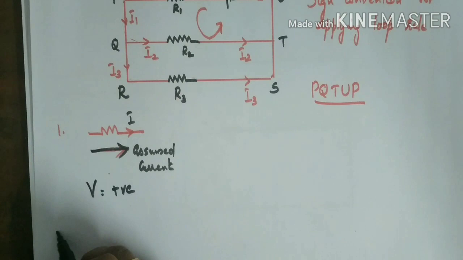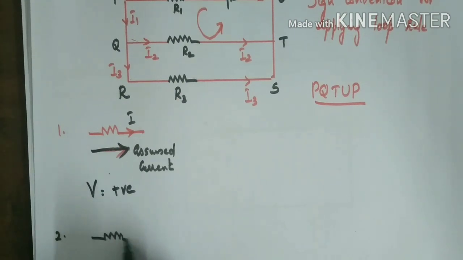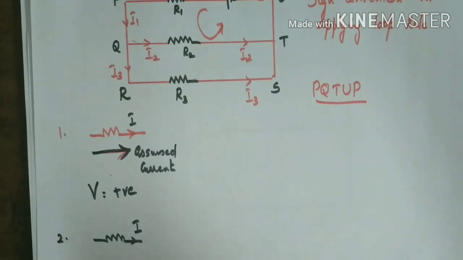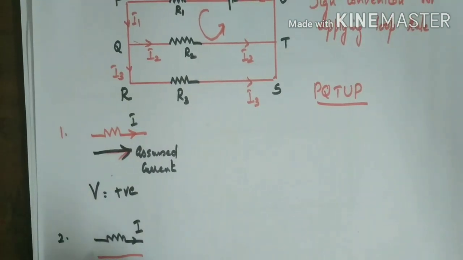Otherwise, if a resistance is here, let this be the original direction of current, and the assumed direction is taken in the opposite direction. This is the assumed direction.